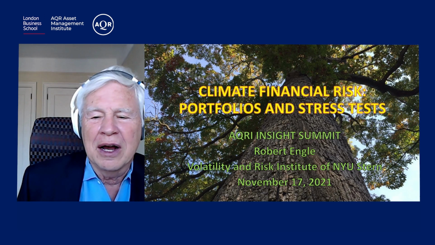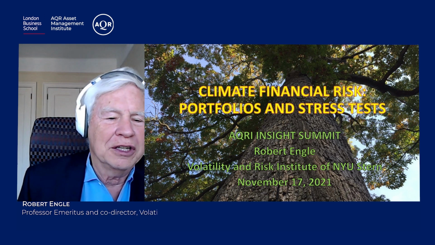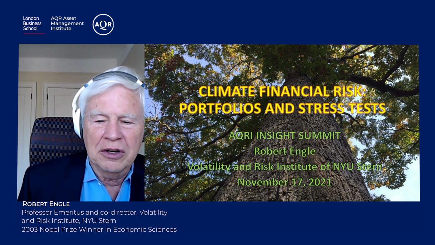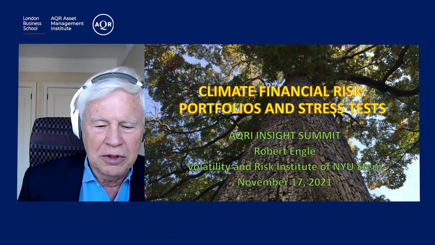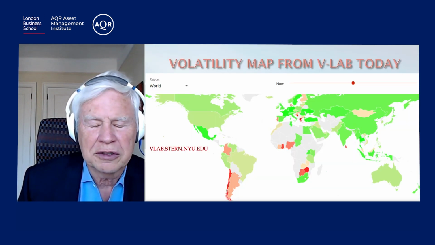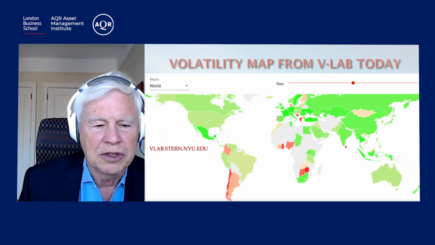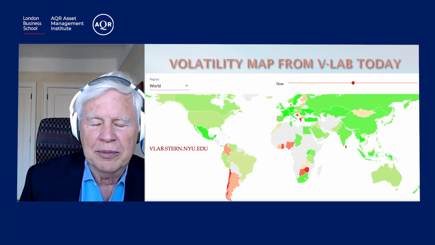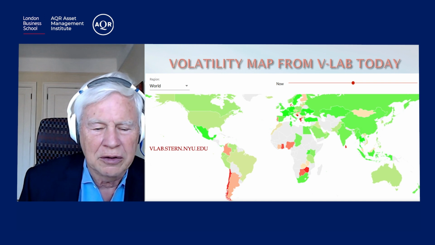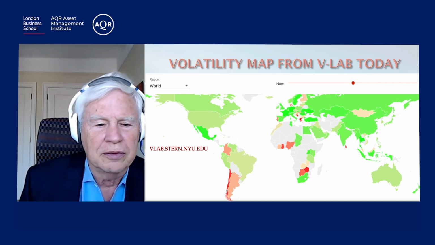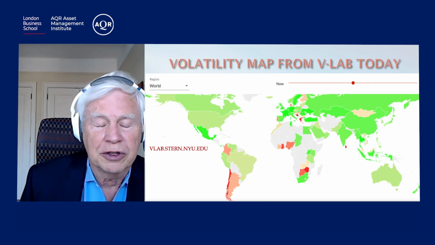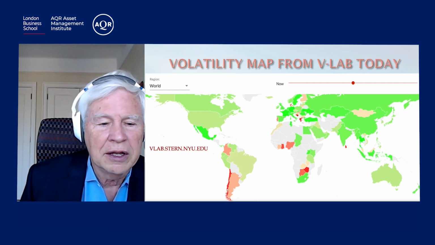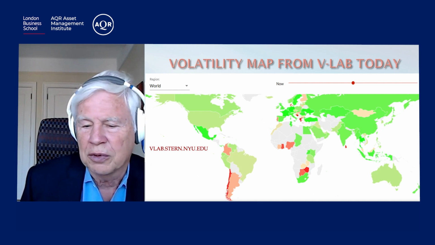Over to you, Rob. I'm going to talk about climate financial risk, and in particular with application to portfolios and stress tests. But let me start with a little bit bigger framework. Here's just a little bit of data to start with, which is we have a volatility map that we update every day of volatility measures in the equity markets primarily, but also in currency markets around the world. And green is when the volatility is low, red is when it is high.